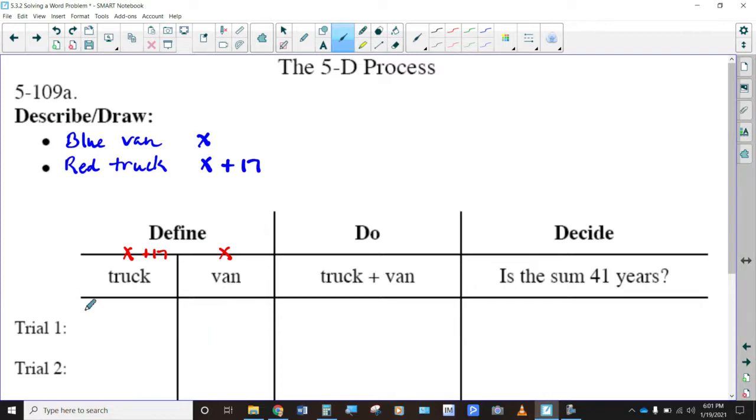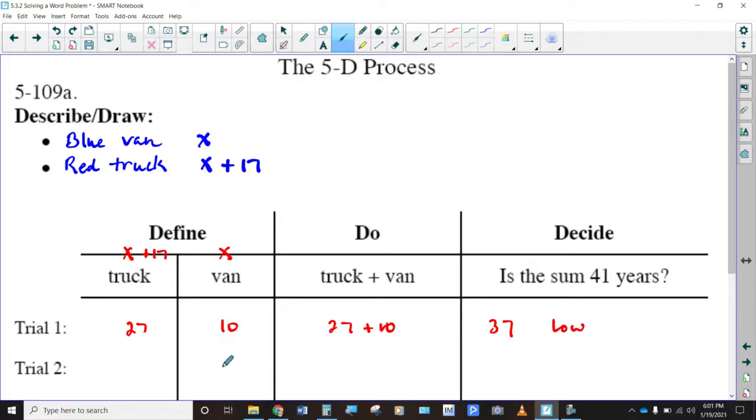So when I do my trials, I'm going to choose my van number because that's my X. So let's just choose the number 10. This one would have to be 27, correct? What is 27 plus 10? That is equal to 37, and that is too low.